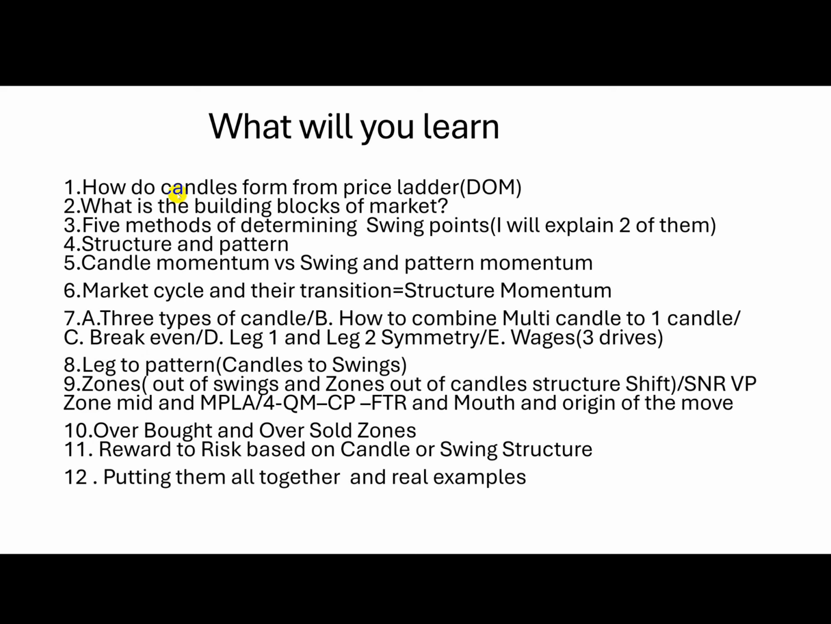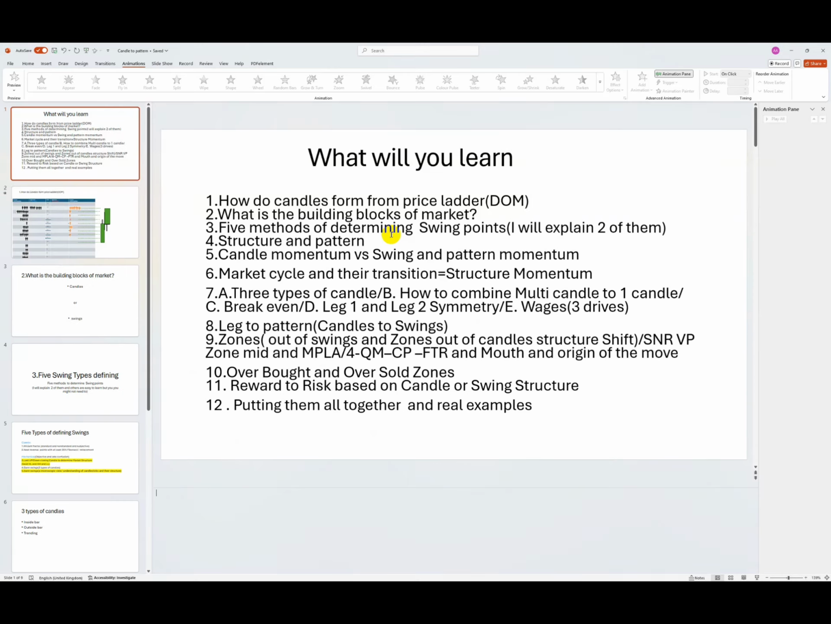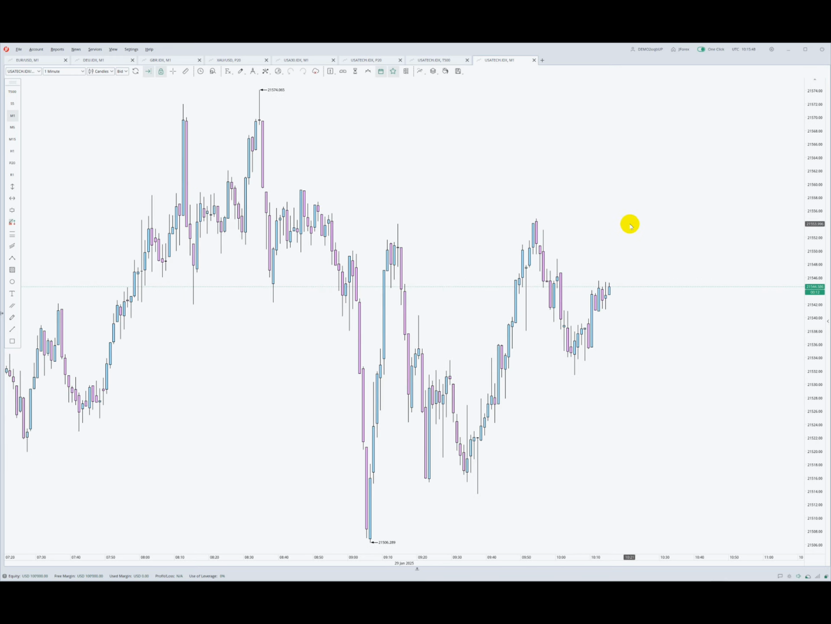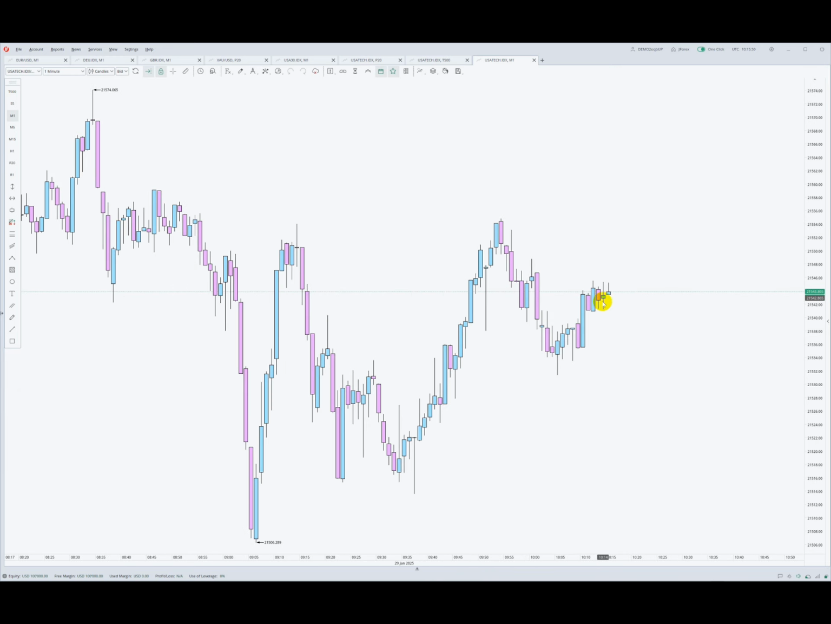So, how do the candles form from the price ladder? Some of you are familiar with candles, so I'm not going to bore you to tears. I'm trying to explain this as fast as possible, and if you get bored, please skip through this part or watch this video in speed-up mode. Whenever you come to the chart, you're going to see a lot of shapes that are moving.